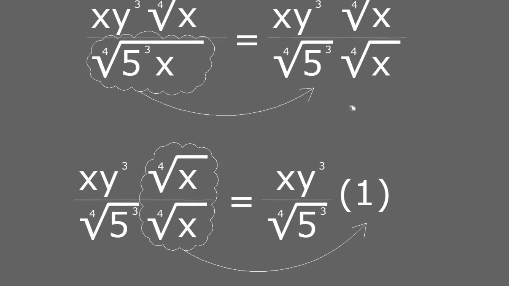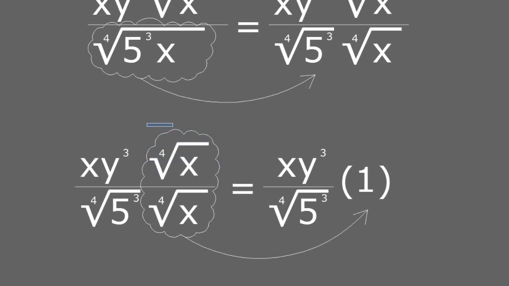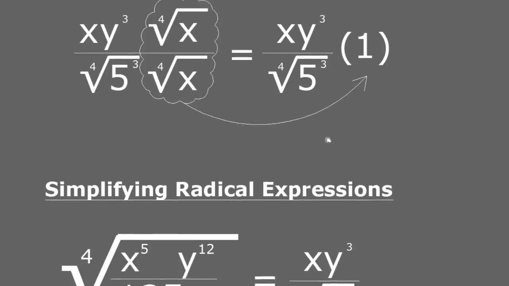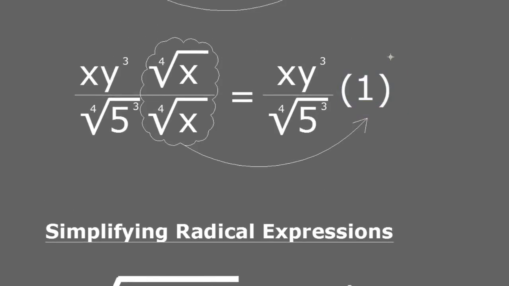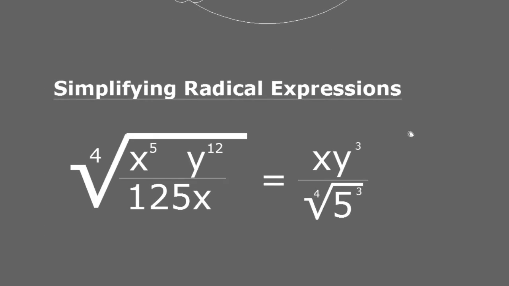So now we see that we have the fourth root of x on the numerator and also on the denominator. And these two expressions, being the same on the numerator and the denominator, equal 1. So I have now all of this multiplied by this, which becomes 1, and I don't have to write that 1, since everything multiplied by 1 equals the same thing. So all of this multiplied by 1 is just this: x times y cubed divided by the fourth root of 5 cubed. And that is the simplification.